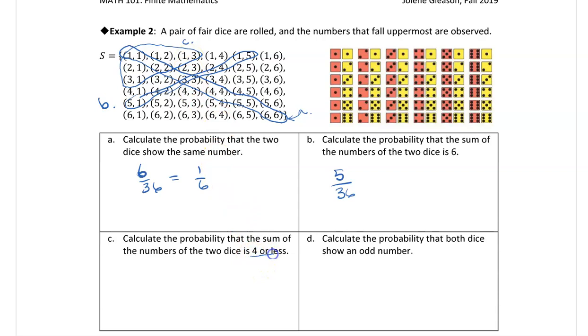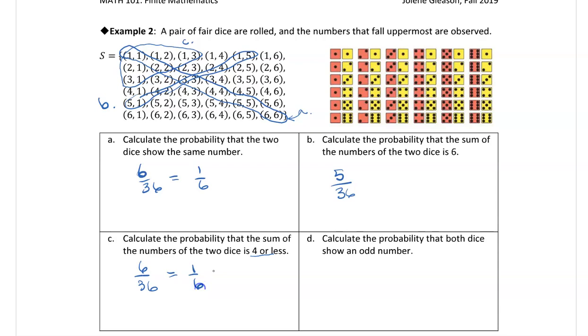If it said less than 4, that would be not equal to 4, so that would be a different problem. But it says 4 or less, so 4 is okay. How many sample points do we have in that event? 1, 2, 3, 4, 5, 6. So we have 6 sample points. It's going to be 1/36 six times, so 6 times 1/36, which is 6 out of 36. 6 out of 36 outcomes are 4 or less, and that reduces to 1/6.